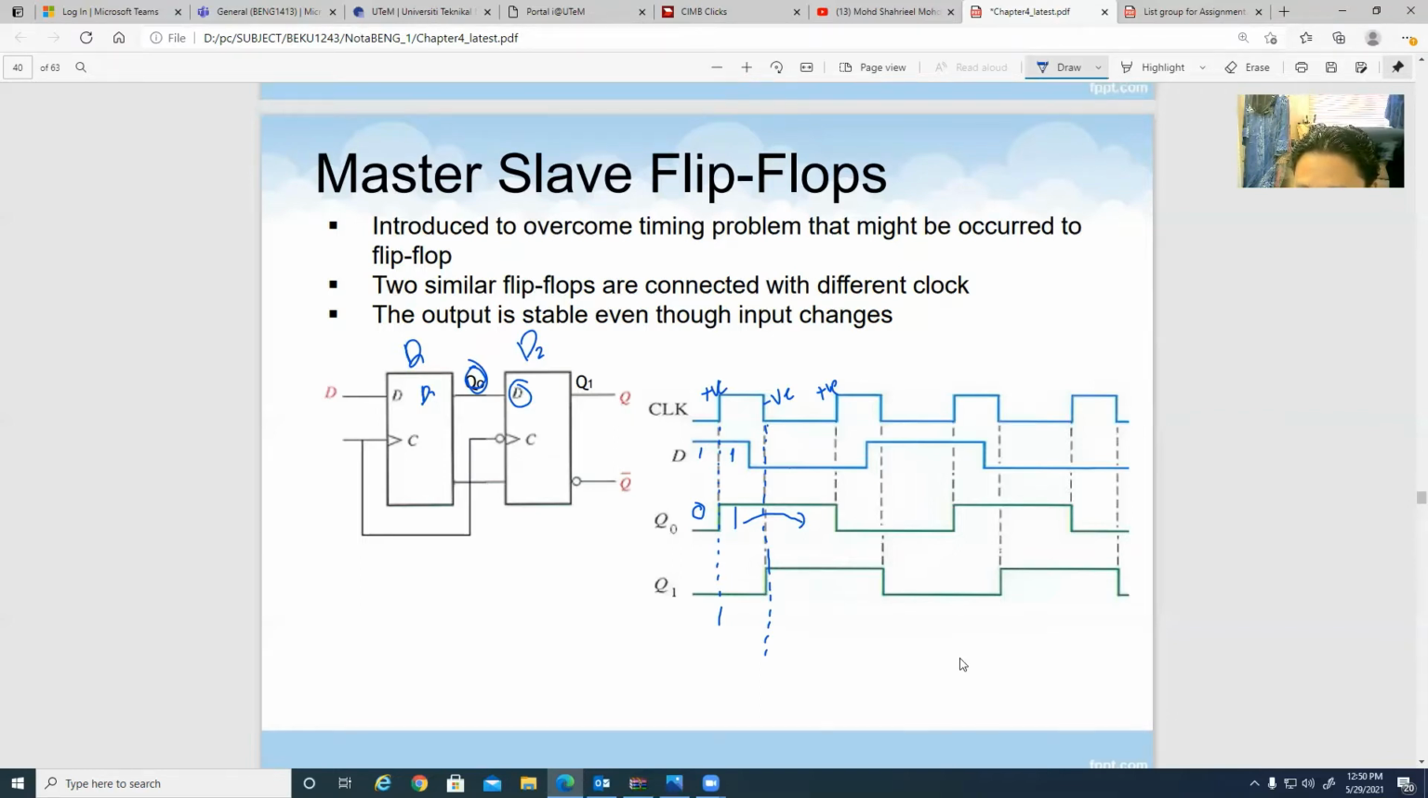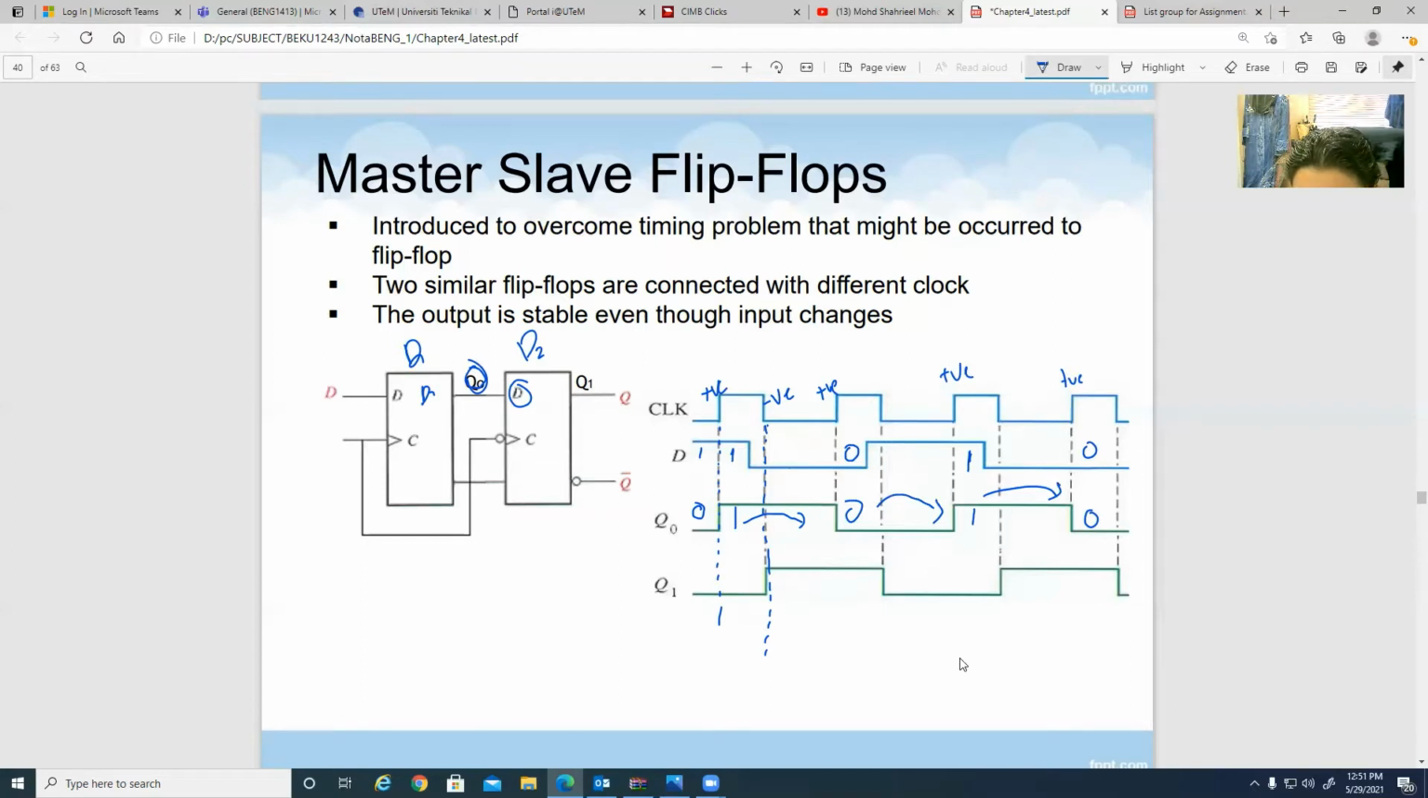For this one, it's a positive integer. So positive integer here. The D is 0 here, so automatically the output will be 0 until the next positive integer, which is bigger. So now D is 1, so automatically 1 until the next positive integer. Now D is 0 here, so automatically our output is 0. This is the output for D1.